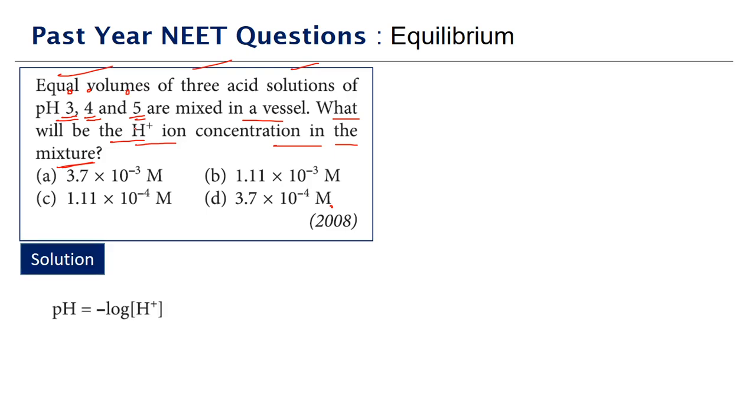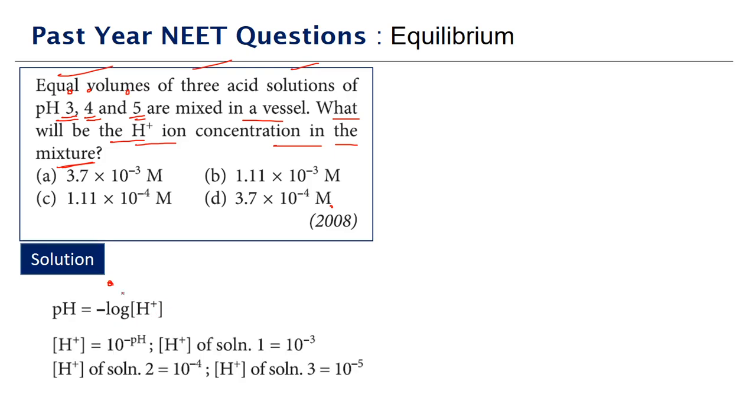So first of all, what is pH? It's a representation of the concentration of H plus. What is the formula? pH is equal to minus log H plus. In other words, H plus concentration will be equal to 10 to the power of minus pH. Means in solution 1, what is the H plus concentration? 10 to the power minus 3. In solution 2, 10 to the power minus 4. In solution 3, 10 to the power minus 5. They are saying equal volumes. They are not even giving what the volume is. So let's say we consider 1 liter of each.